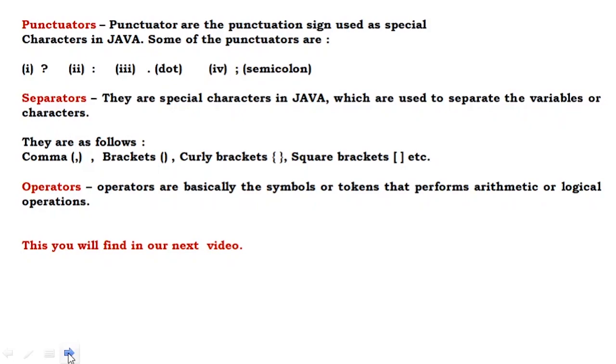Then we'll have some operators. Operators are basically the symbols or tokens that perform arithmetic or logical operations. Various types of operators are there, children, and this you'll find in our next video.